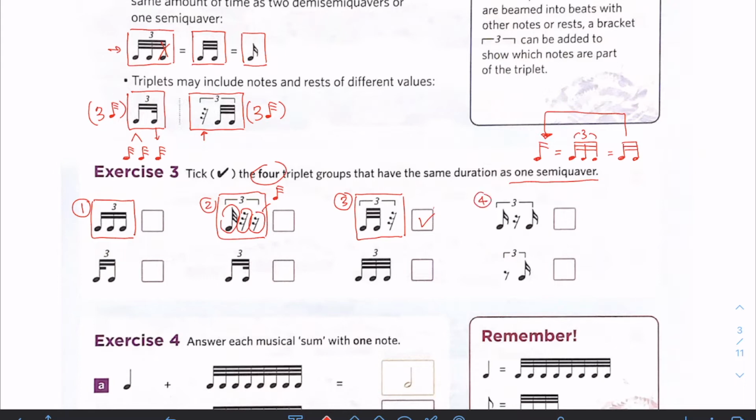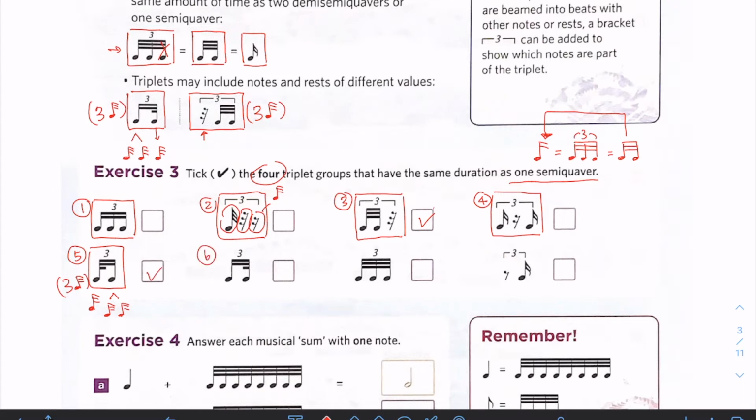Number 4, we have this, which is one semiquaver note followed by a semiquaver rest and then another semiquaver note. So this is a triplet of 3 semiquavers, which is not what we're looking for. Let's call this number 5. Here, in this triplet, there are only 2 notes. Now the first note is a demisemiquaver. The second note is a semiquaver, which can be split into 2 demisemiquavers. And therefore, there are 3 demisemiquavers here, which is the correct answer.